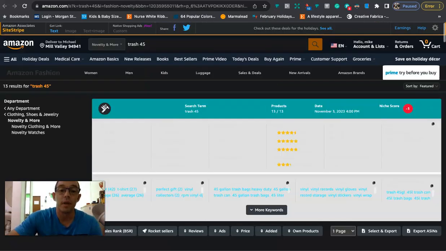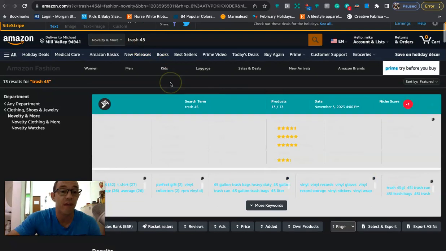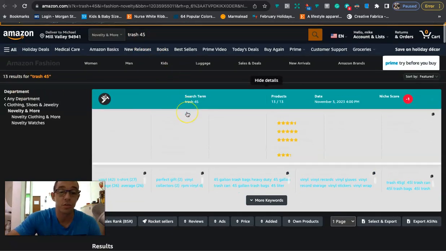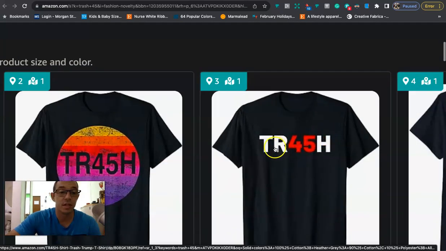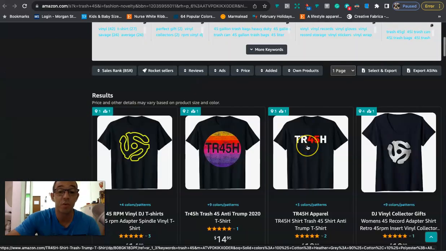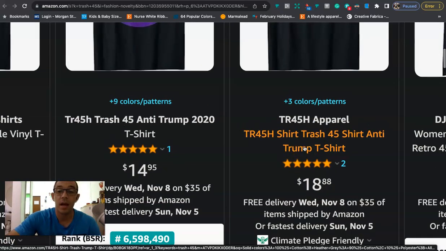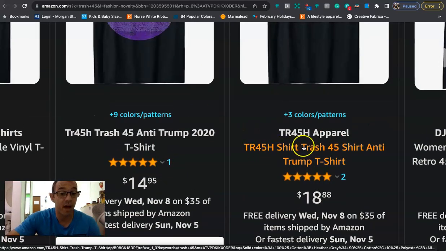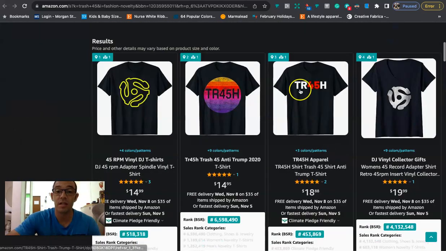But anyway, the next phrase that you can use this strategy in is trash 45. Right here, we're going to see there's only 13 results. An example of this would be this one right here, where instead of saying TRASH, you would take out the S, the A and the S, and replace it with 45. Now this person is using the word Trump in it, but I would just say trash 45 and keep it as simple as that and see if I can get some sales that way. We see this one is selling right here.